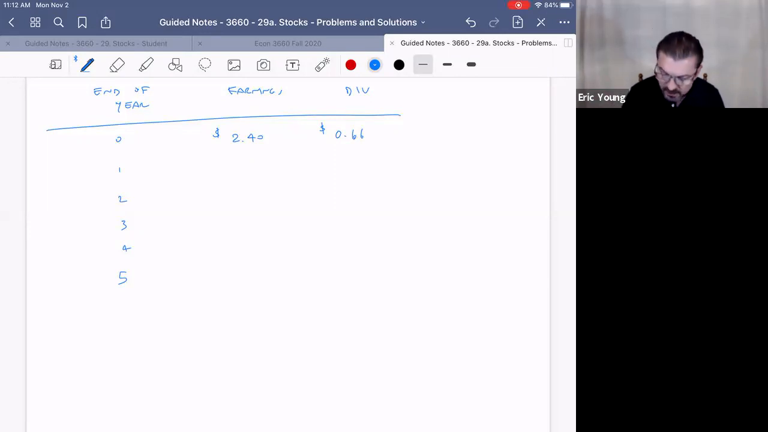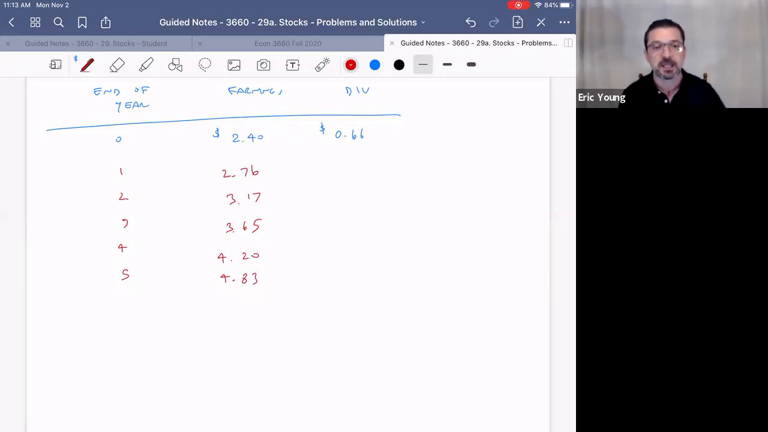If you did that, let's do it in red so that we have some contrast. Year 1, 2, 3, 4, and 5, we would predict earnings of 2.76, 3.17, 3.65, 4.20, and 4.83. This is why the growth rate is so important, because we're going to assume that if this company comes through with what it said it's going to do, the earnings per share will grow at 15% a year. So we're going to have higher EPS values.